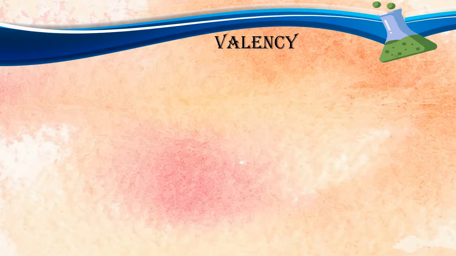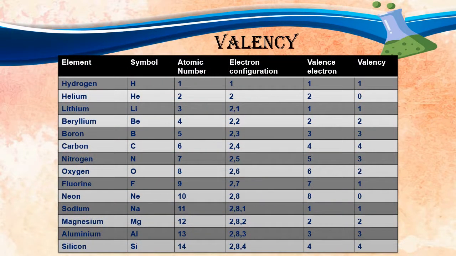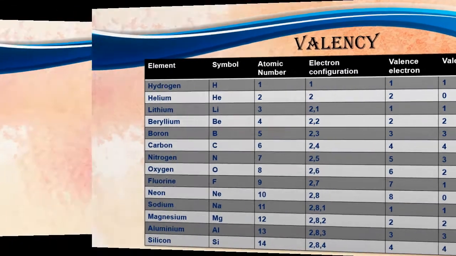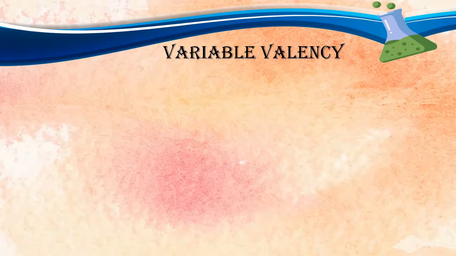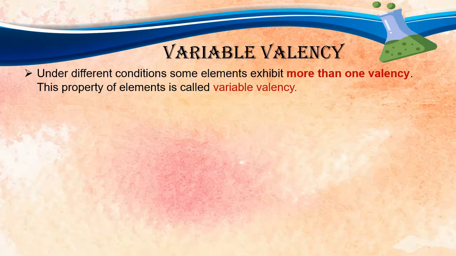Here in the chart, valence electrons and valencies of some elements are given. Under different conditions, the atoms of some elements give away or take up different numbers of electrons. In such cases, those elements exhibit more than one valency. This property of elements is called variable valency.